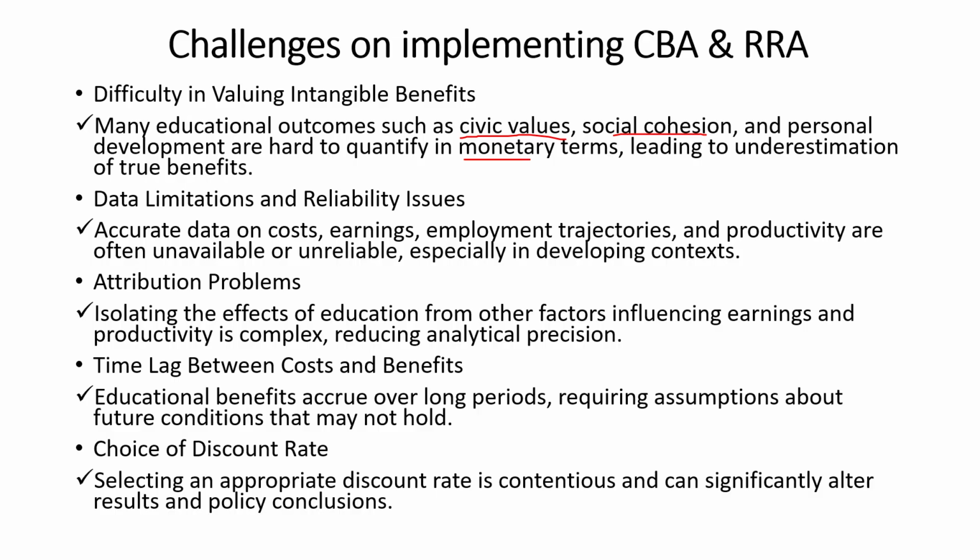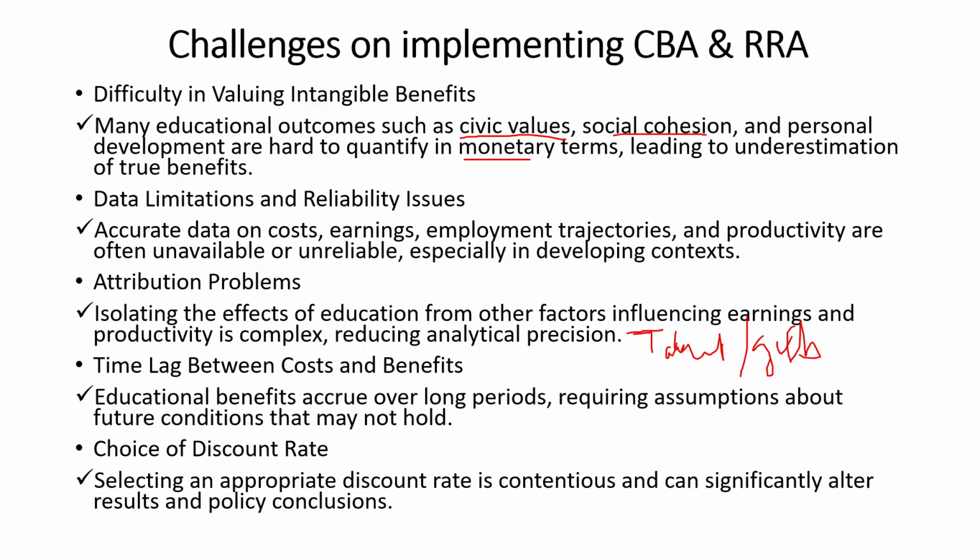Another is the limitation of data and issues of reliability. Accurate data on cost is somehow difficult to get, and therefore it's difficult to establish a clear path of whether this is very useful. Another is that isolating the effect of education from other factors influencing earnings is also a problem. We have issues like talents and gifts. Some people are fluent, but they have no education at all. So linking education entirely to gain and success is sometimes wrong. There are also other factors which can be attributed to one's earning improvement.